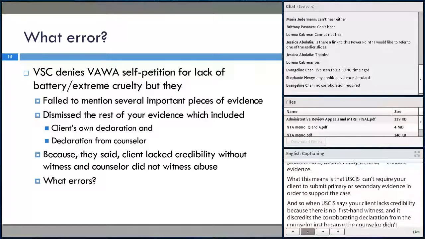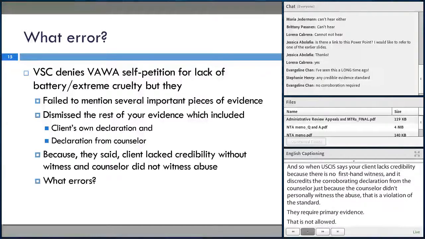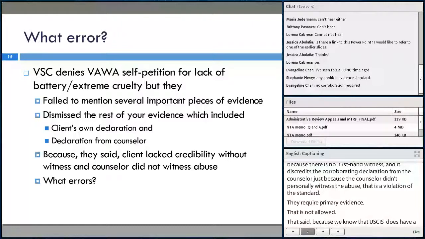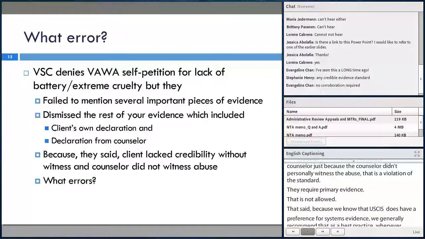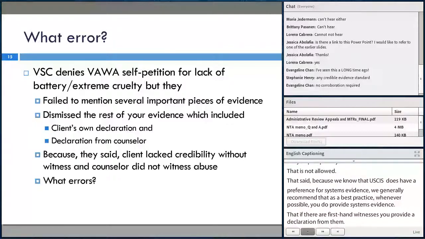That said, because we know that USCIS does have a preference for systems evidence, we generally recommend as a best practice, whenever possible, that you do provide systems evidence, right? That if there are first-hand witnesses, you provide a declaration from those first-hand witnesses and things like that. But at the same time, Evangeline is right that you're not required to provide corroboration where it's not available.